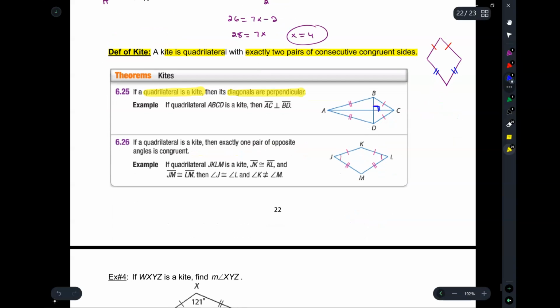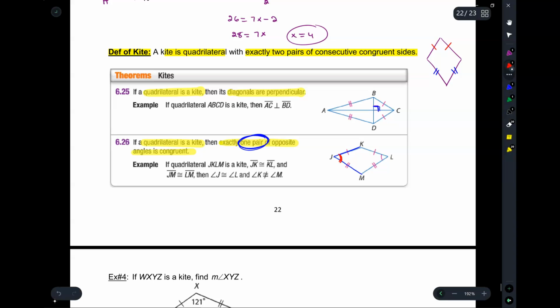Next, if a quadrilateral is a kite, then exactly one pair of opposite angles is congruent. Exactly one pair of opposite angles is congruent, okay? Now, it's always the same pair that's congruent to each other. And how do you find the pair that's congruent to each other? Well, look at this kite right here. You have JK and you have JM. Do you see how JK and JM, those two sides are not congruent to each other?